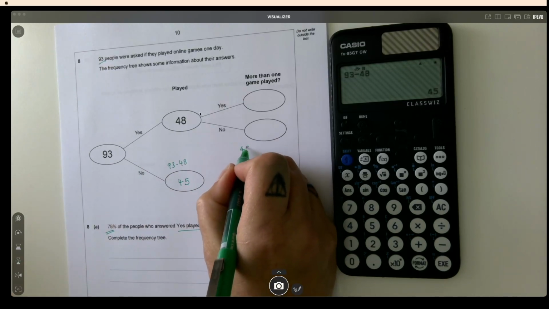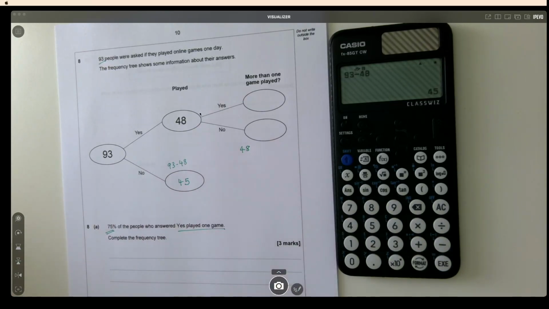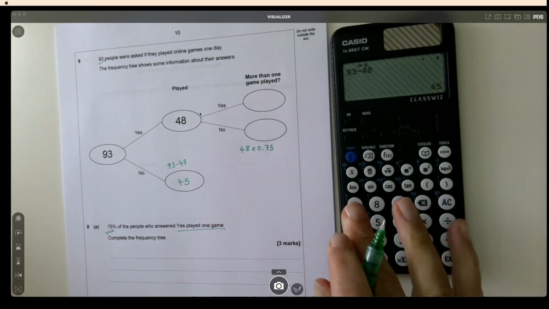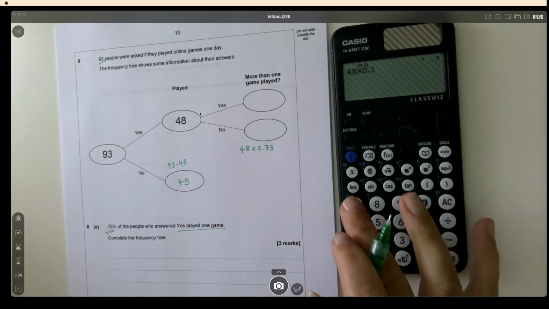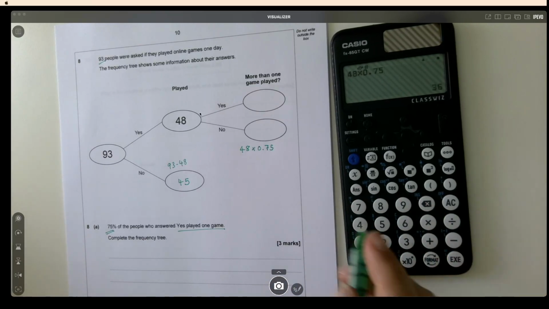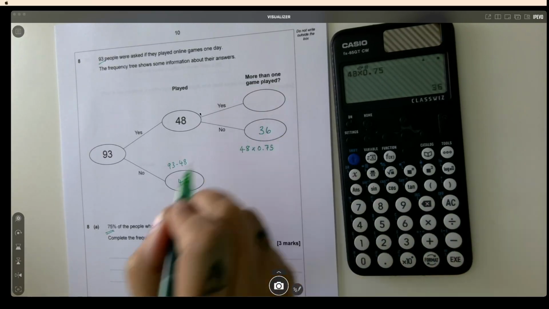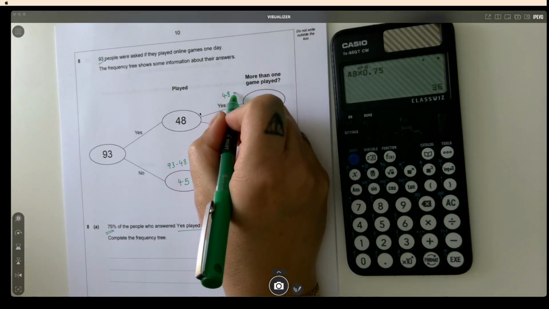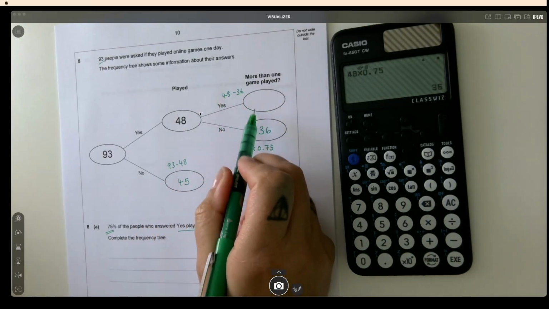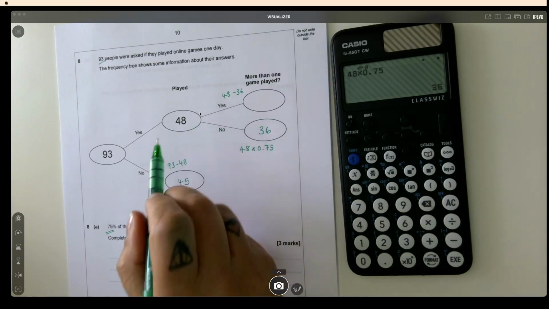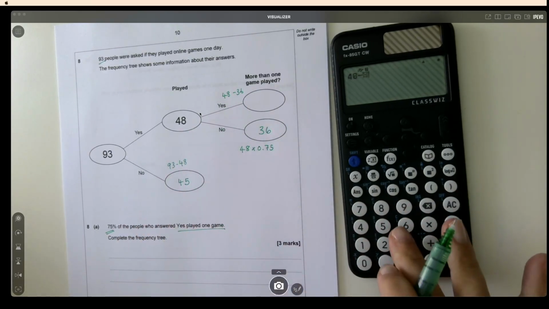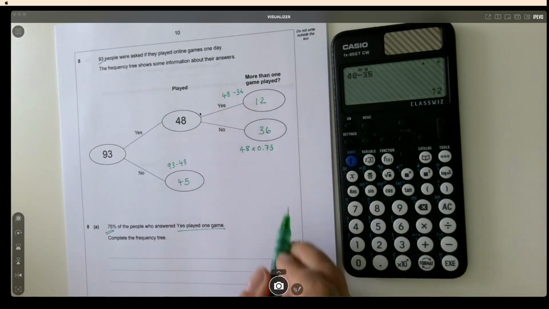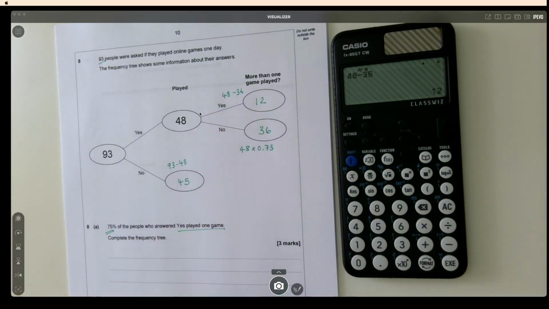So to find 75% of 48, we can multiply 48 by 0.75 because that is the multiplier for 75%. So that tells us that there are 36 people in that bubble. And then for here, we're going to do 48 subtract 36 because these two bubbles should add up to 48. So 48 subtract 36 would give us 12. And we've completed all of the spaces in that frequency tree now.